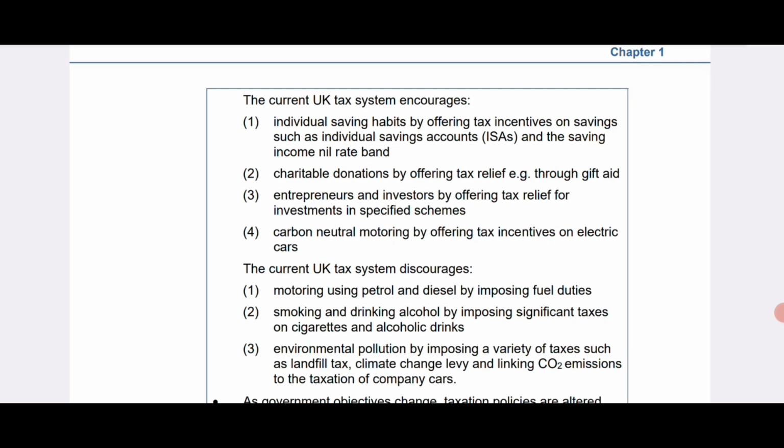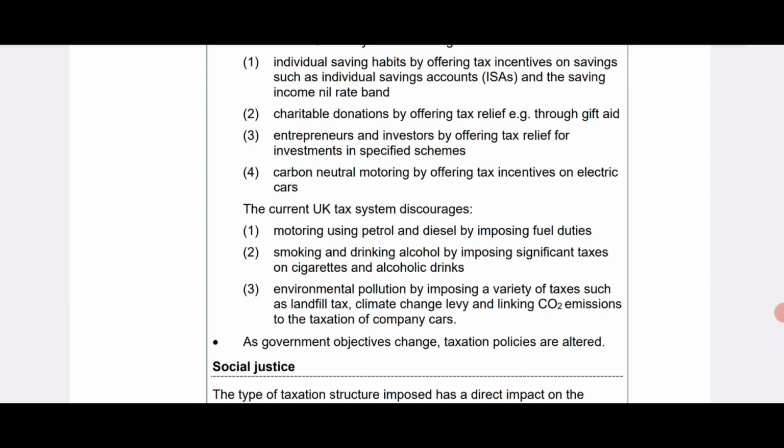It encourages individual saving habits by offering tax incentives on savings, such as individual savings accounts. They are also discussing economic issues and how they want to grow their economy while avoiding pollution, by imposing taxation on diesel or petrol cars. Now they are promoting tax incentives for electric cars, and how it will contribute to their economy in a very cool and calm way. The UK taxation system also discourages many things.